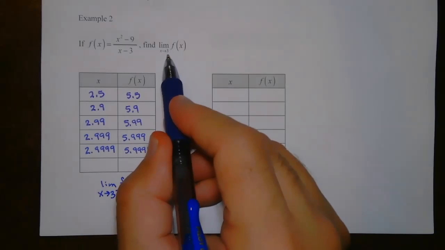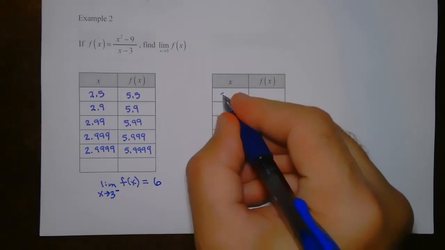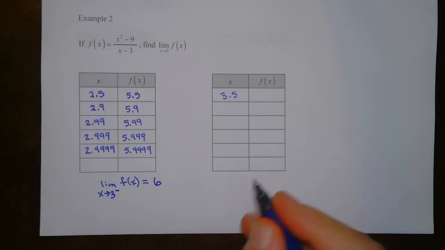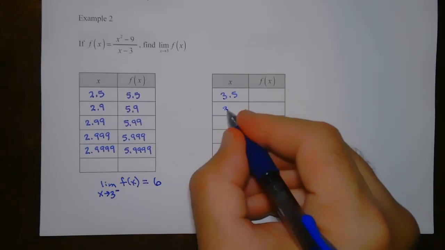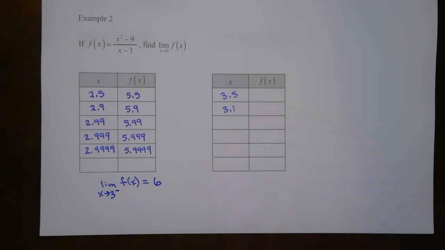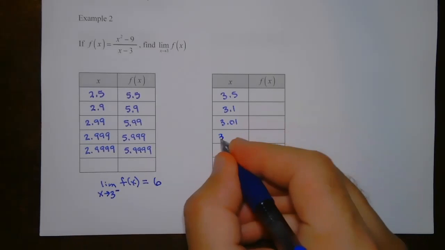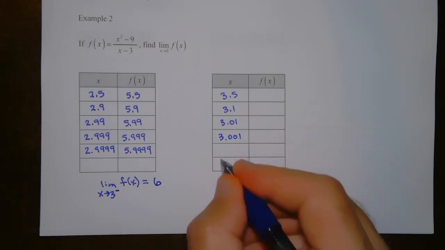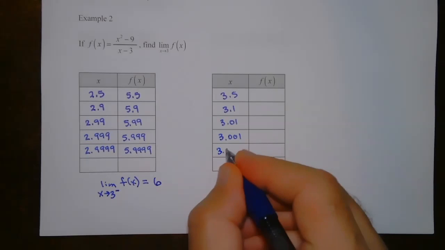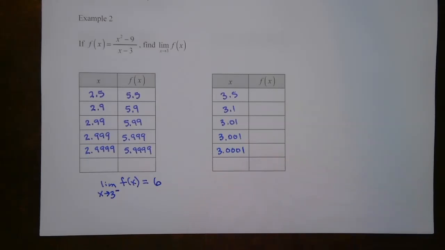Let's start at 0.5 away, okay? So that'd be 3.5. And then 0.1 away, so that'd be 3.1. And those are both to the right of 3. And then 3.01, 3.001, and then 3.0001, okay? And that's 4 decimal places like this. Again, it's probably close enough.